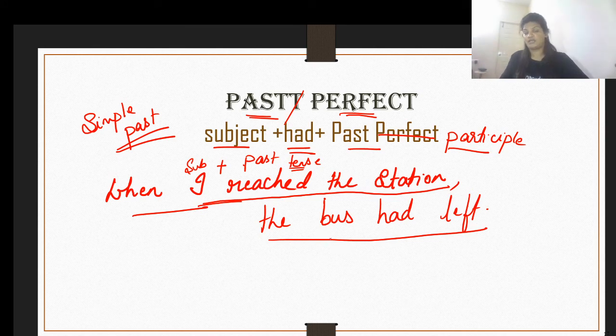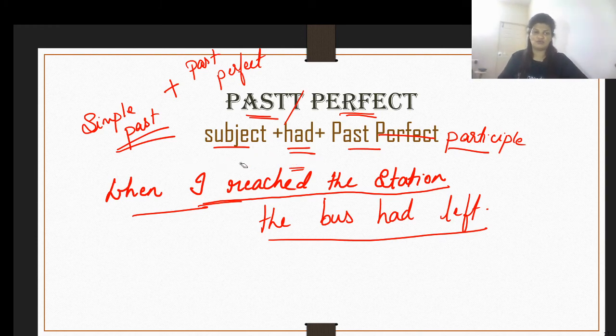And when you take a look at the second clause, which is the bus had left, you have the subject, you have the past auxiliary, and then you have the past participle. Therefore, this becomes our past perfect. So we have used simple past and past perfect over here to describe these two actions. Two actions have happened. Let us analyze the statement over here. When I reached the station, the bus had left.